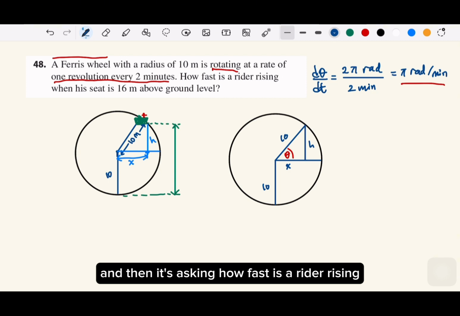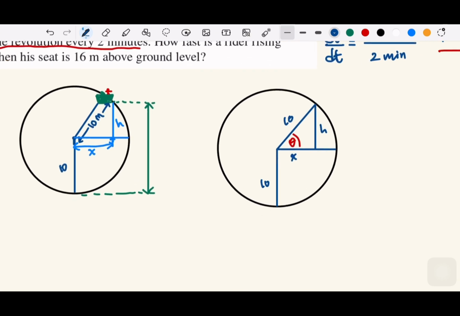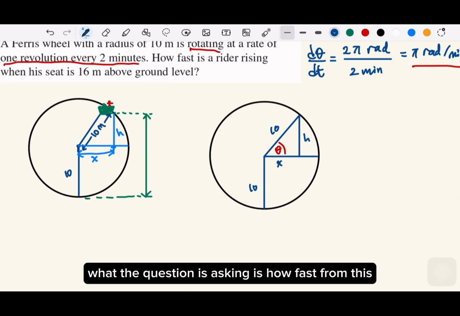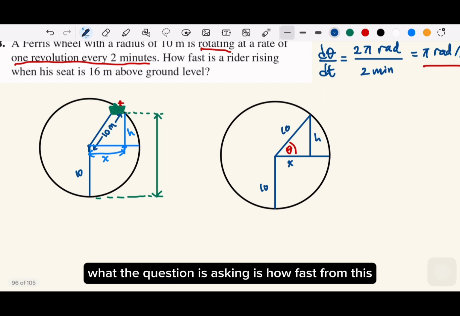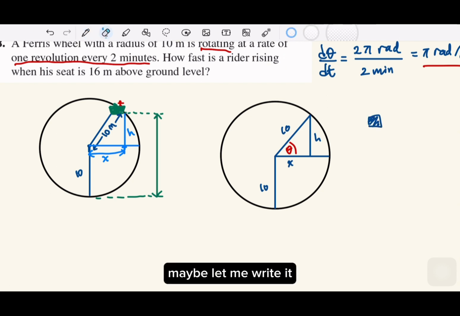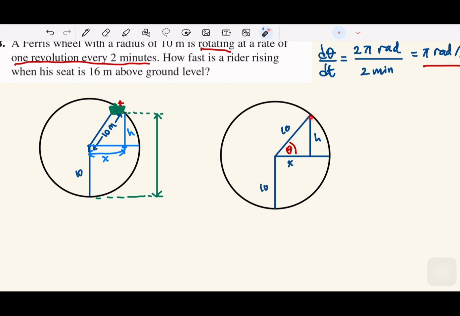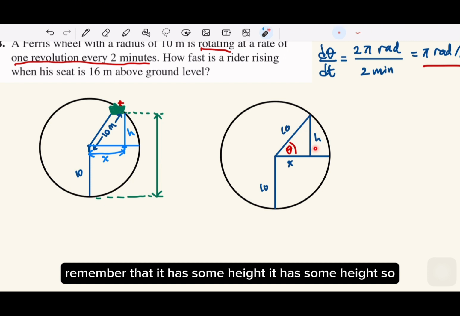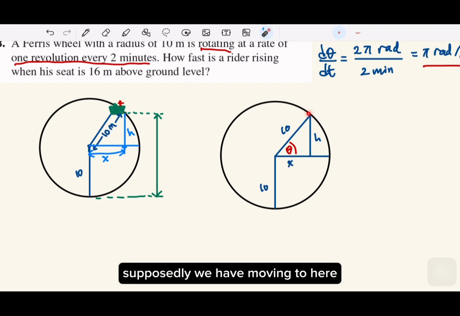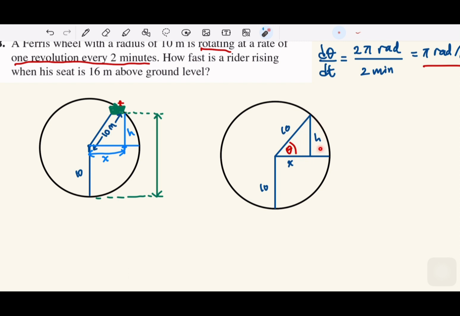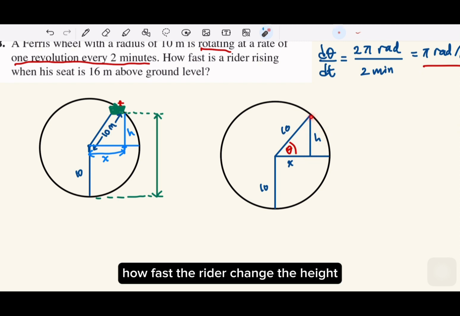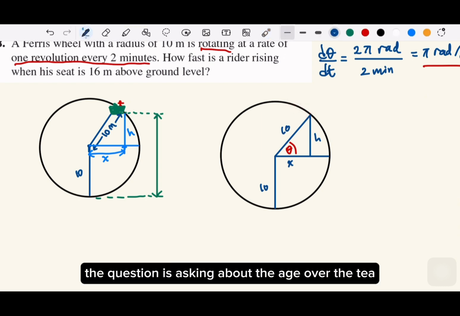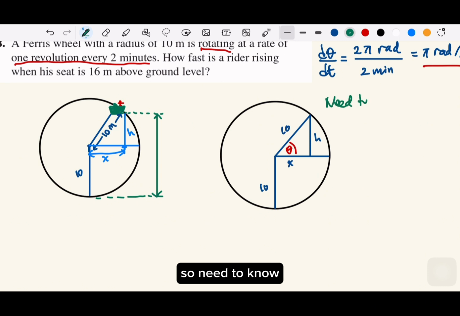And then it's asking how fast is a rider rising when his seat is 6 meters above ground level. What the question is asking is, from here, remember that it has some height. Suppose that we move to here, the height has changed, right? So the question wants to know how fast the rider changes height, which means the question is asking about dh over dt. So we need to know dh over dt.